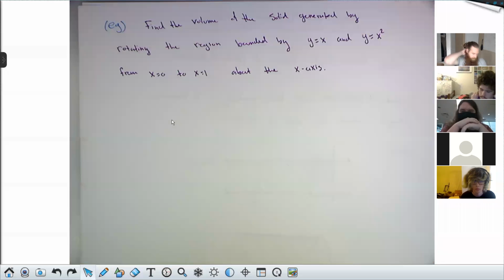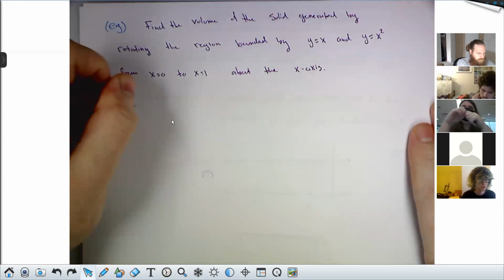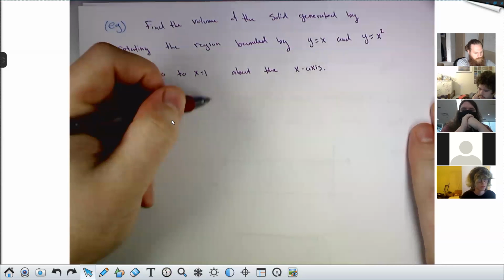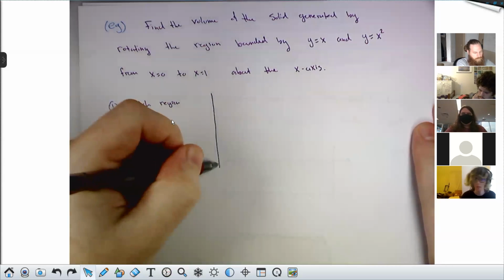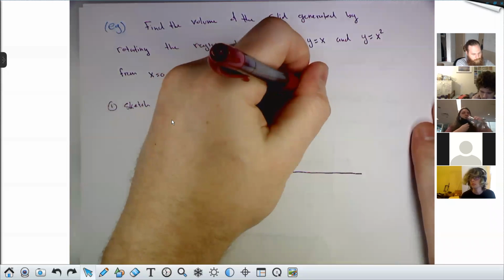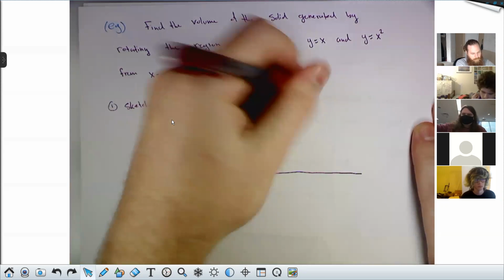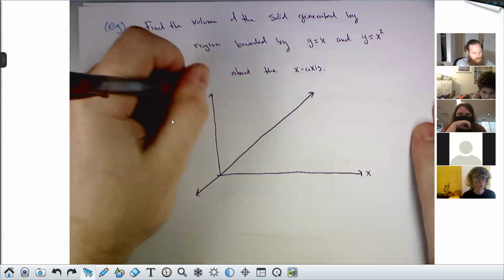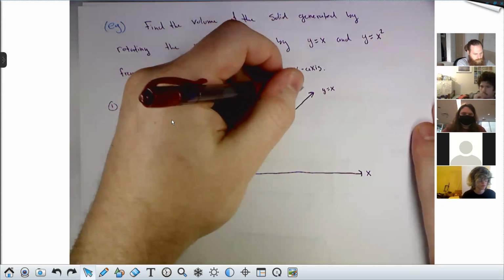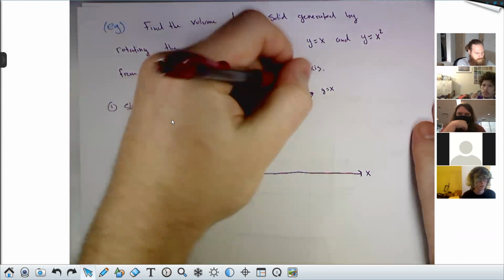All right. So I want to start, our steps here are: sketch the region. Here my region has two different boundary curves. One of them is the line y equals x. Here's my x-axis, here's my y-axis, and here's y equals x. And the other one is y equals x squared, which in quadrant 1 looks like this.